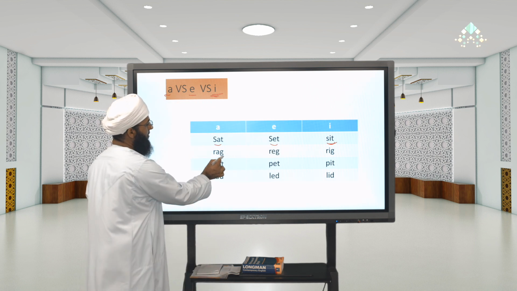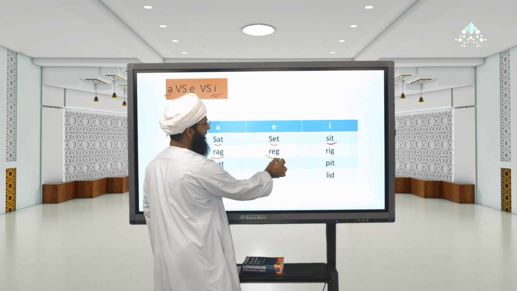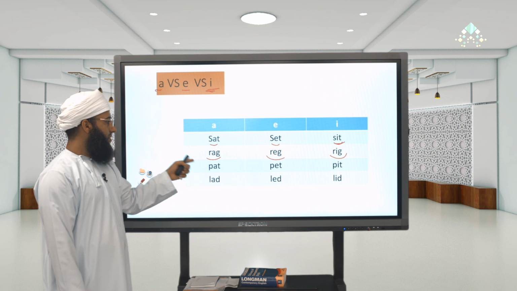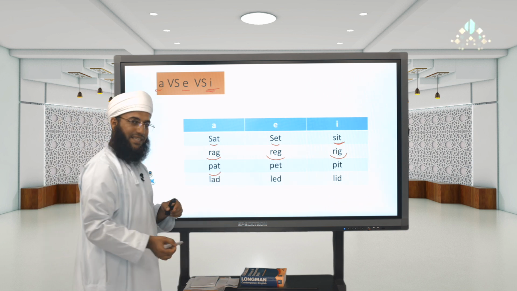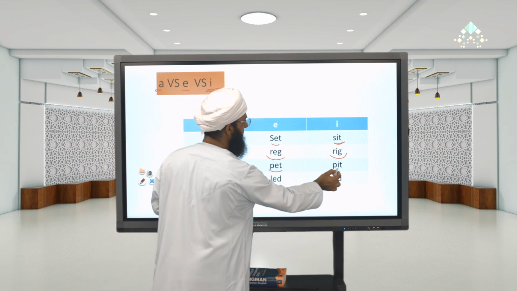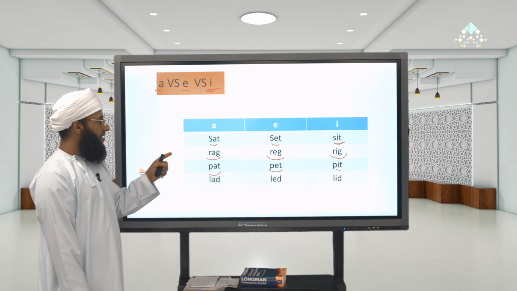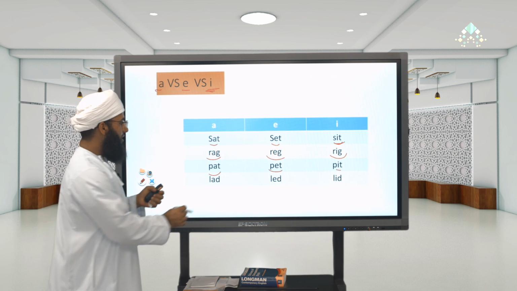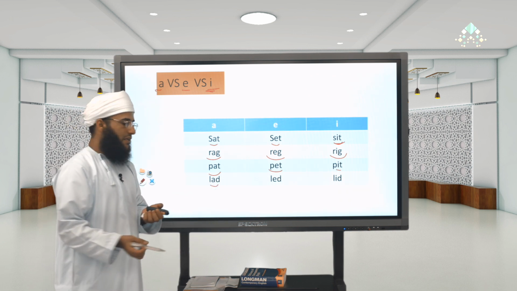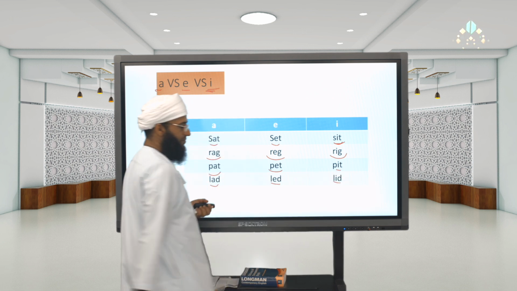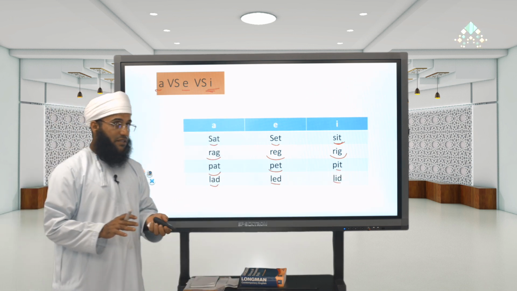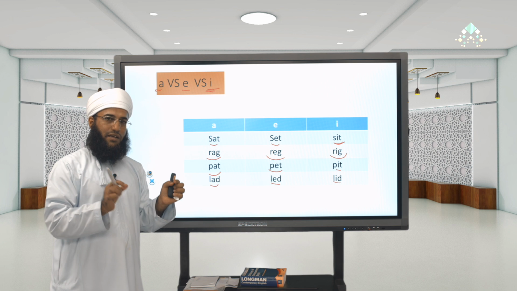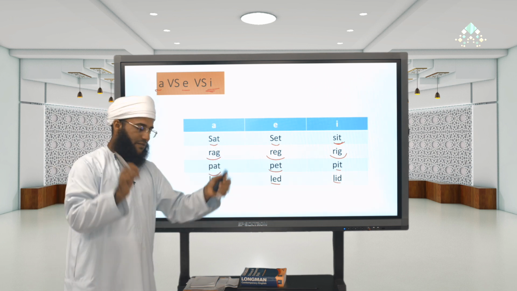Next example. Rag, rag, rig. Rag, rag, rig. Next. Pat, pet, and pit. A, E. Say it. A, E. Okay? Next one. Lad, led, lid. These are words and they have different meanings but different sounds. So, but you need to pronounce it correctly. A, E. A, E. Okay?